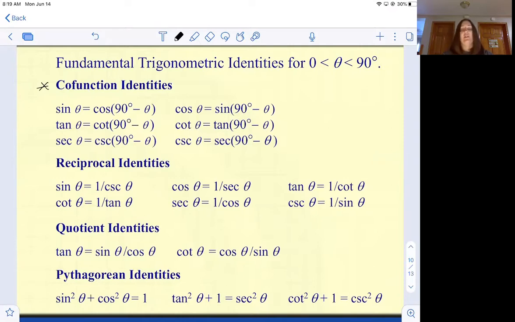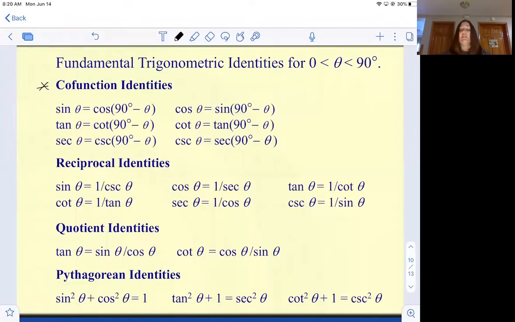Or the cosine of theta is equal to the sine of 90 minus theta. So those kind of go together. Your cofunctions, tangent and cotangent, go together as well, and secant and cosecant. Your reciprocal identities, we talked about these previously as well. So sine is 1 over the cosecant, cosine is 1 over the secant, tangent is 1 over cotangent. And you can do the same thing with the reciprocal identities. So cotangent is 1 over tangent, secant is 1 over cosine, and cosecant is 1 over sine.